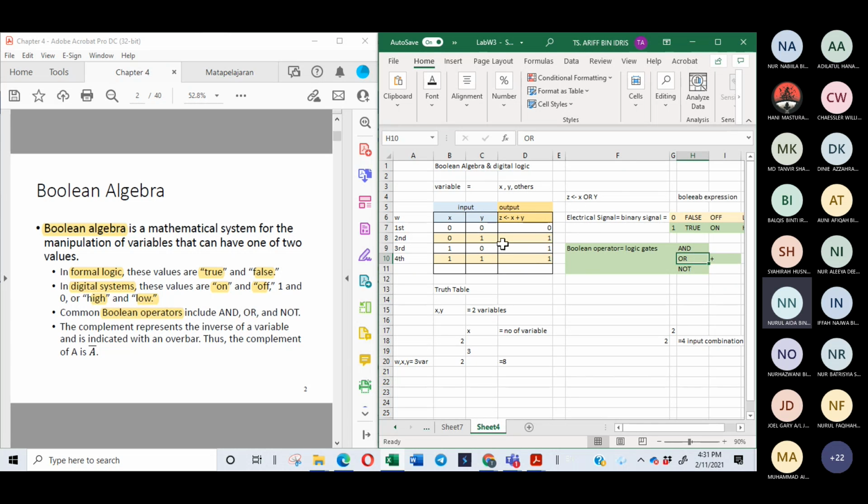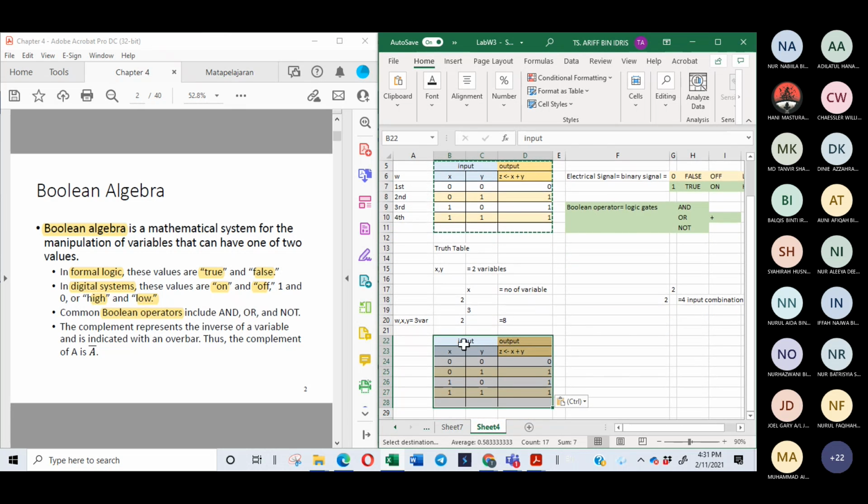Clear, class? Now I want one of you to show me the AND gates. To continue with this, I want all of you to copy this truth table. Then I want any one of you to volunteer, and I will give bonus marks. So the output, I want to put it as AND gates.